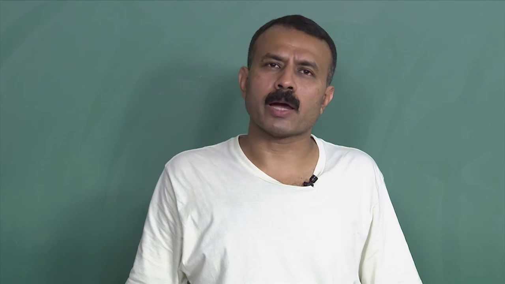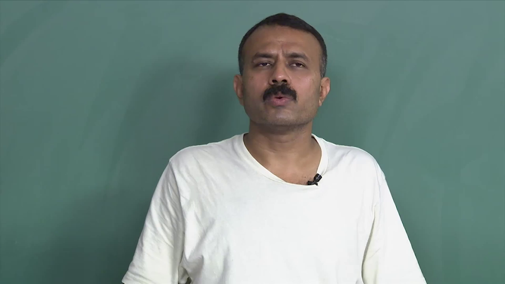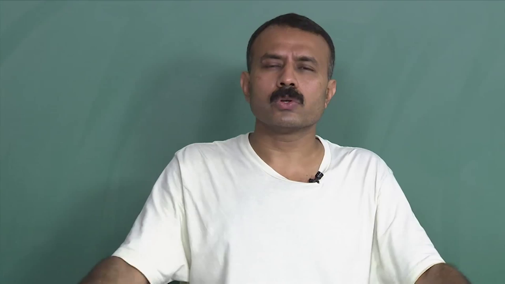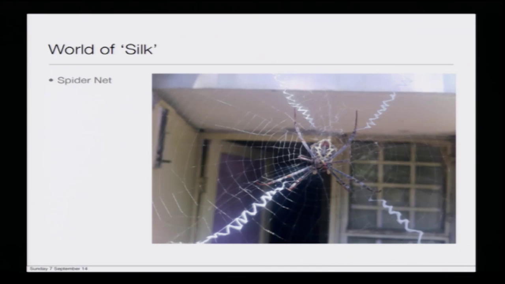As a matter of fact, if you go through the plethora of different silks, we will be talking about spider silk, which is also a silk. We will be talking about hornet nests, which are also a silk. We will talk about Bombyx and Tussar silk, which is also a silk. Just to give you a feel for what silk is, look at this slide, which shows a spider net. You are seeing this wonderful net. The material forming that net is a silk.